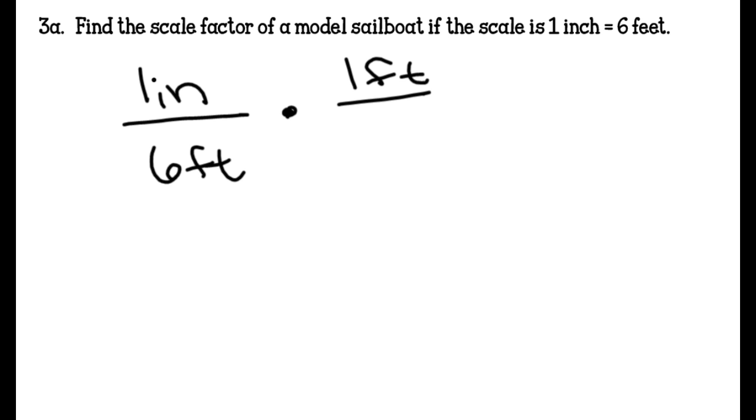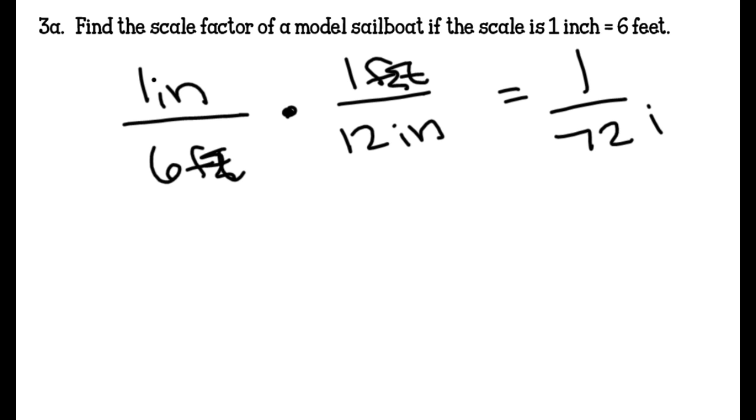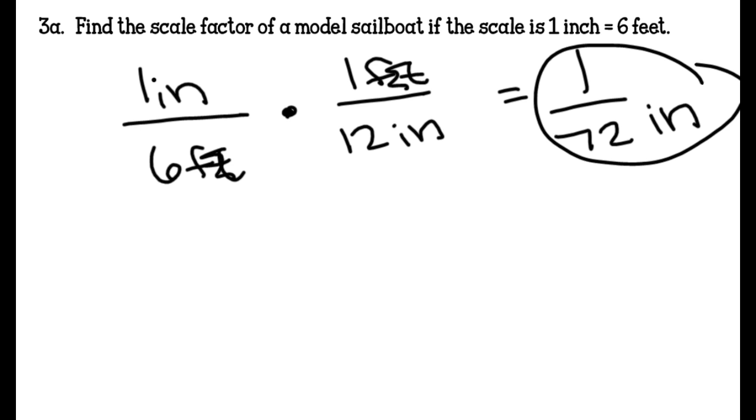Find the scale factor of a model sailboat if the scale is 1 inch equals 6 feet. So the scale factor means that we want to have the same label. So we have 1 inch is currently 6 feet. And so we're going to use those handy dandy conversions that we loved so much. For every 1 foot, there are 12 inches. Our feet cancel out. And so we have 1 over 72 inches. And that's our scale factor.